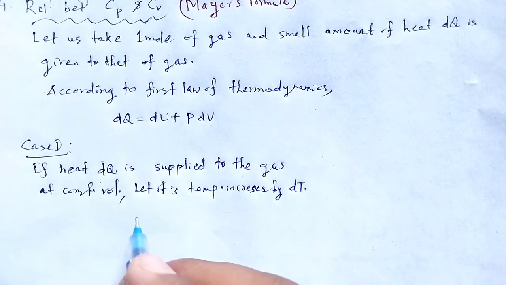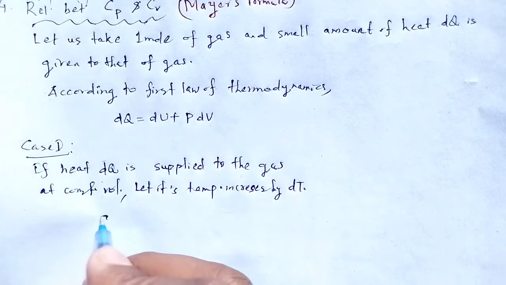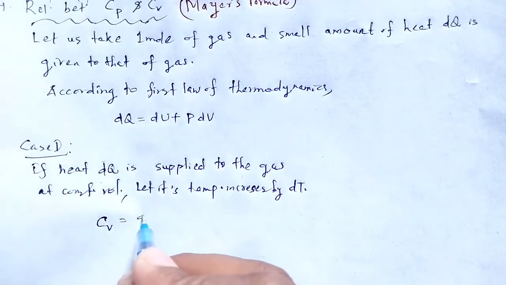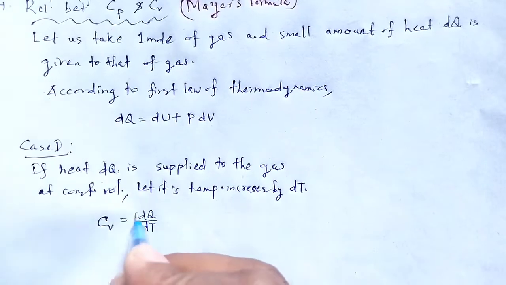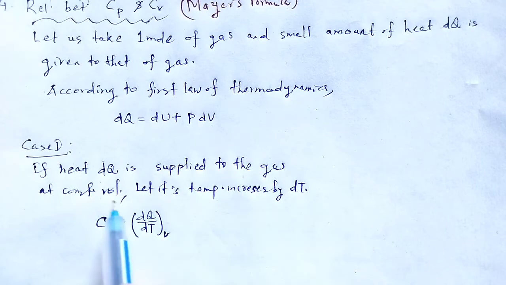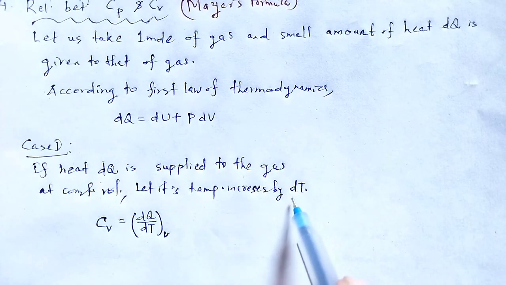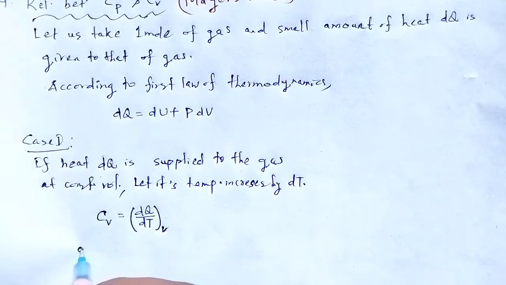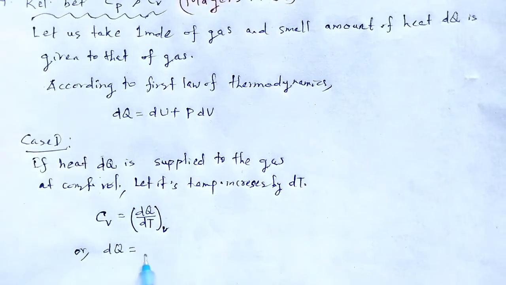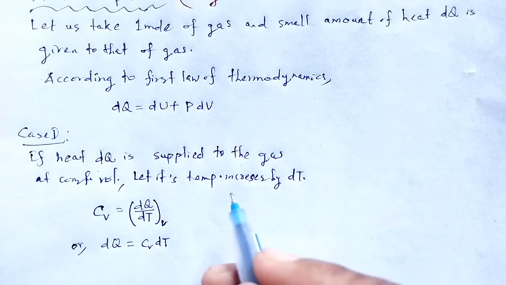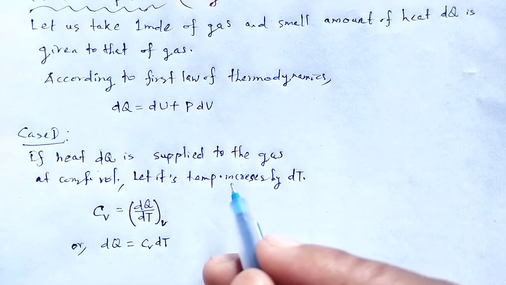So the specific heat of the gas at constant volume, Cv, will be dq by dt at constant volume. That means dq amount of heat is supplied to the gas and its temperature increases by dt. So dq is equal to Cv dt, equation 2. Since the volume of the gas remains constant, dV will be 0, the change in volume will be 0.